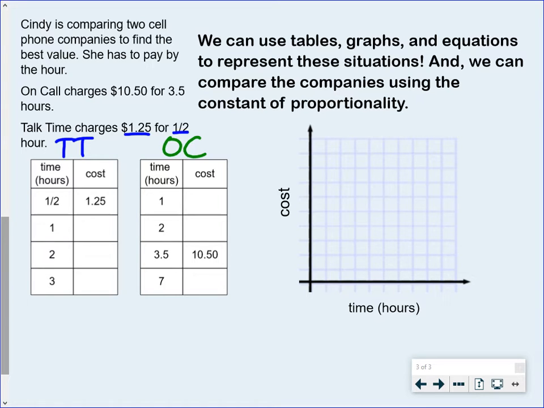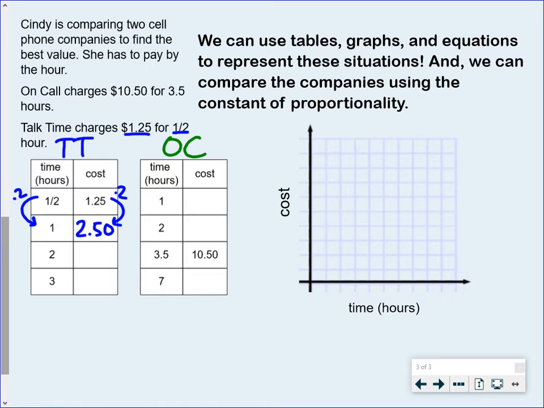So the first thing I want to do, let's say that we only have the tables to do these comparisons. So I'm going to complete them using rational thinking, right? Proportions, ratios. To go from a 1/2 hour to a whole hour, it takes 2 half hours to get 1 hour. So I'm going to also multiply $1.25 times 2. That's going to keep things equal. Therefore, 1 hour with talk time costs $2.50.